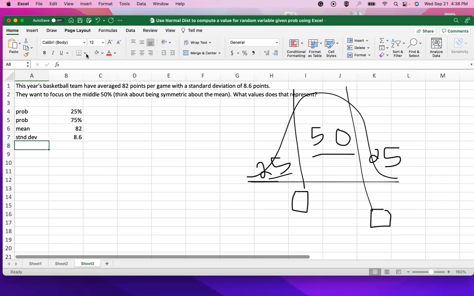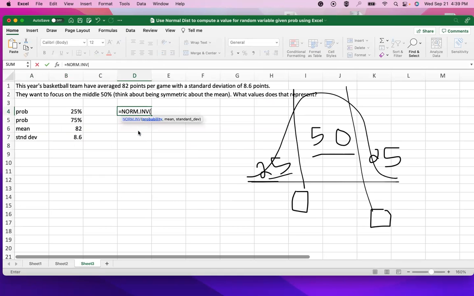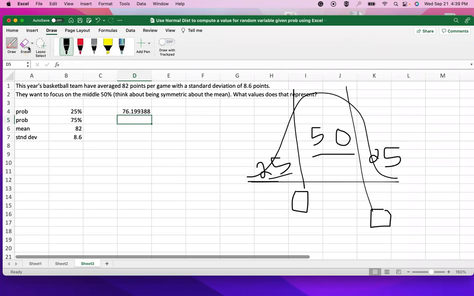So now, because I'm trying to find the area in the middle, we're going to do the subtraction. No, we just do them separately. Sorry, we're not trying to find the area. My apologies. We already have the probability. So we're going to do the inverse norm twice. Okay. So first we're going to do it for the 25. So 25, comma, mean, comma, standard deviation. So this value over here is going to be 76.